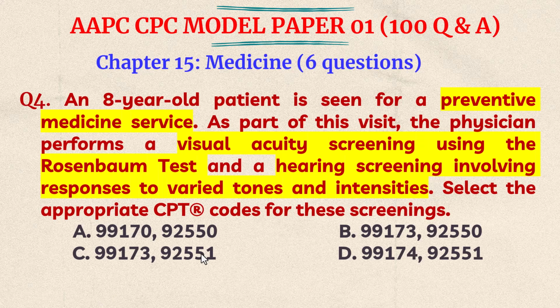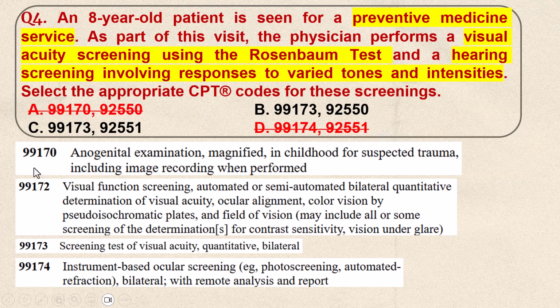So directly go to the code. Once you go to the code 99170, that is anogenital examination magnified. So this is not relevant here. The 99172 is visual function screening, automated and semi-automated. 99173 is screening test of visual acuity, quantitative bilateral. So this is a suitable answer. So you can find C and B are possible. So other two answers you can omit. One, you can see 99174, that is instrument-based ocular screening. So that is not used here.